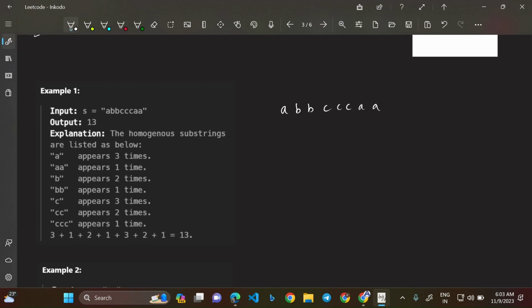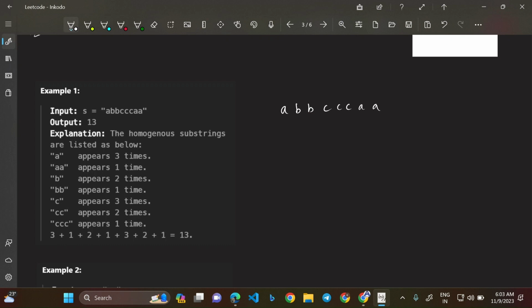It is to be noted that a string or a substring of length 1 is indeed homogeneous. Homogeneous means, according to them, all the characters are the same. If I have a substring of length 1, that means there is only one character, so there is nothing to be compared. So definitely one-character substrings are always homogeneous. There is no doubt about it.